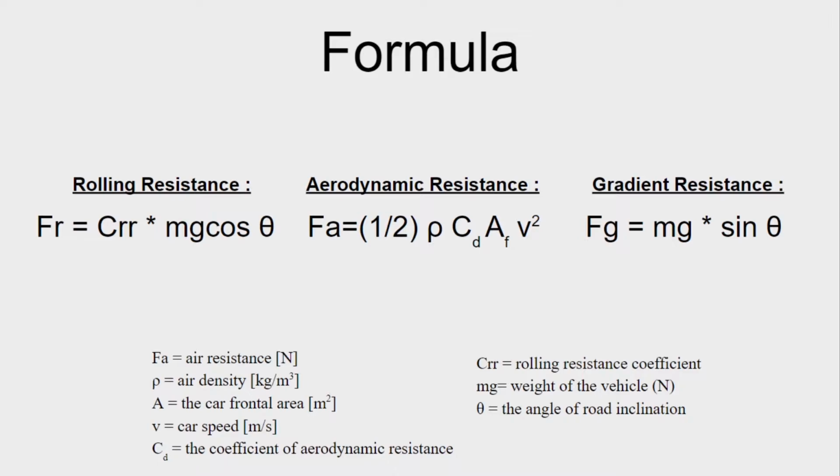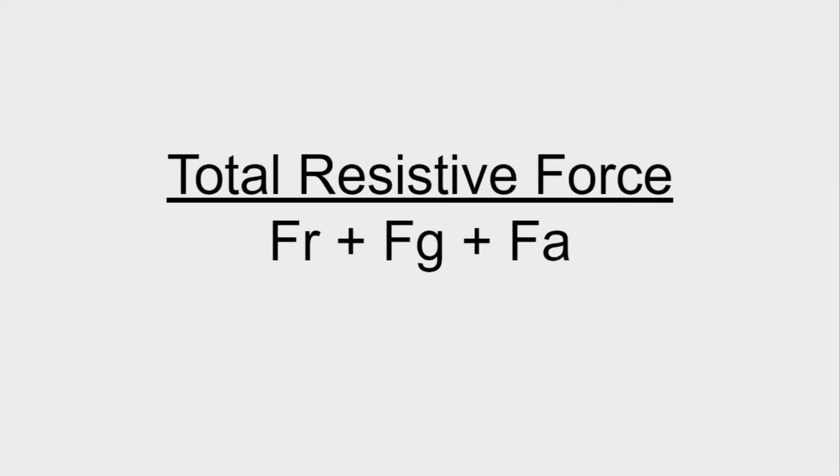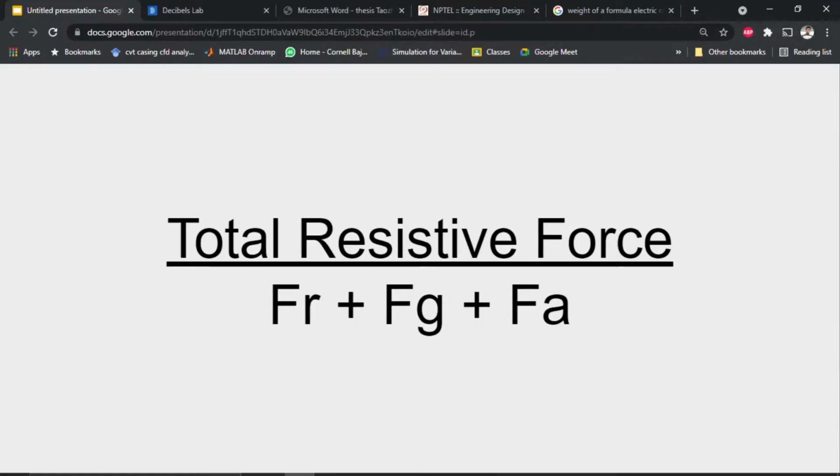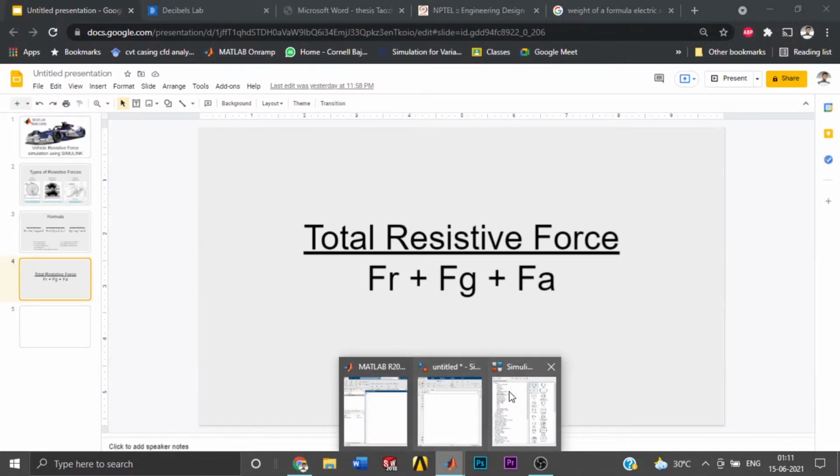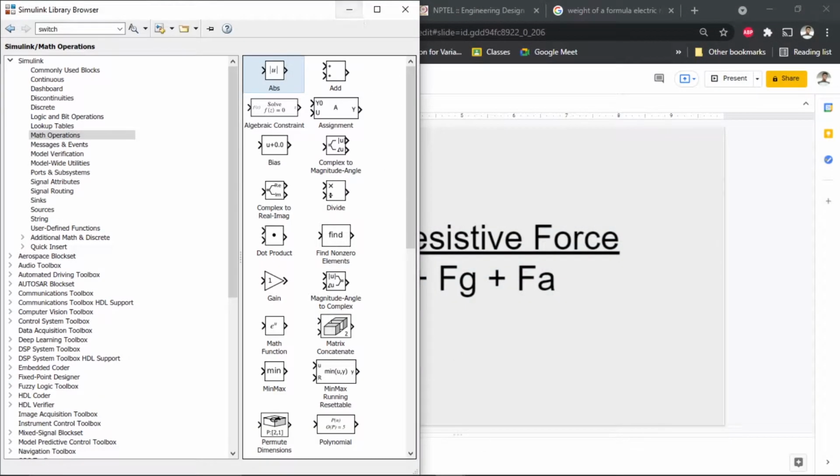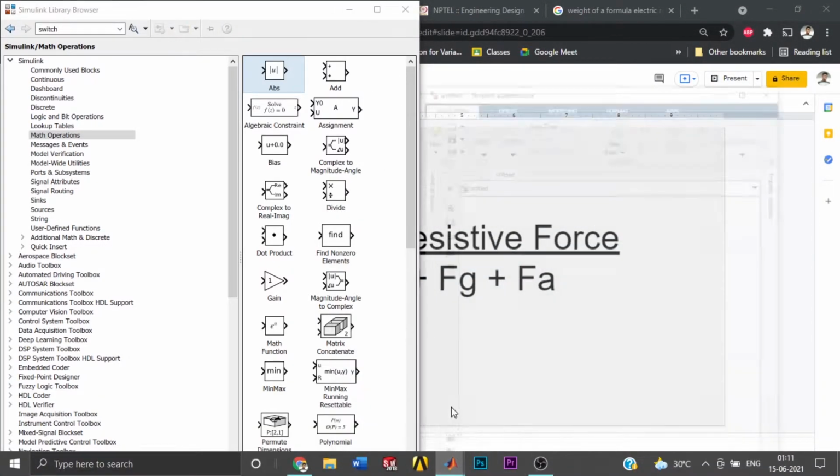The last is the gradient resistance. It is given by mg into sine theta, with the terminologies I explained earlier. So the total resistive force is the summation of Fr, Fg and Fa. With that being explained, let us jump right into Simulink and simulate these resistive forces.